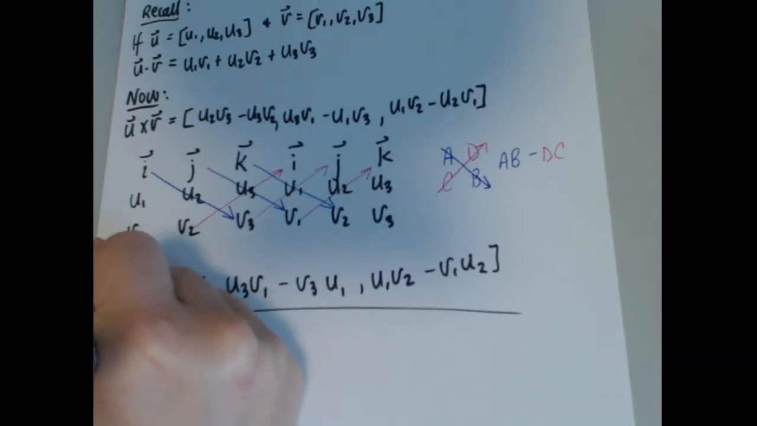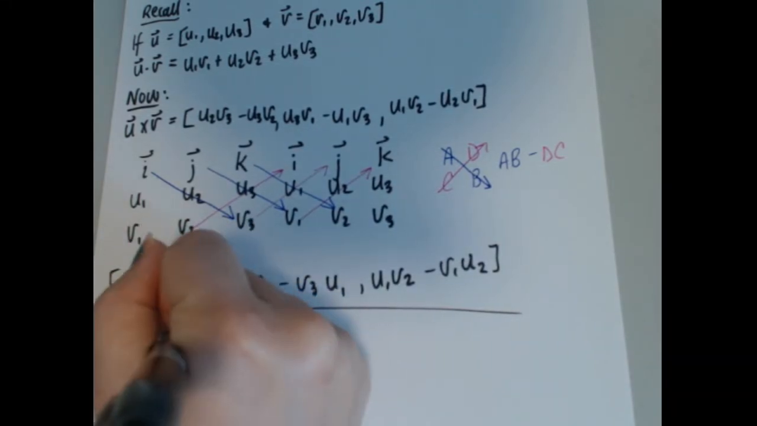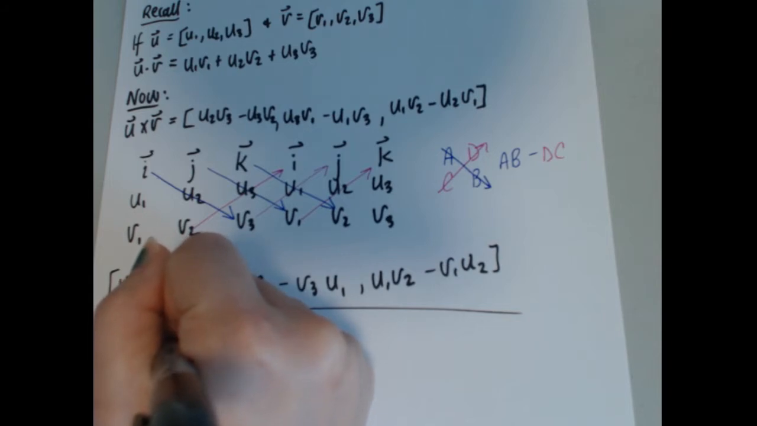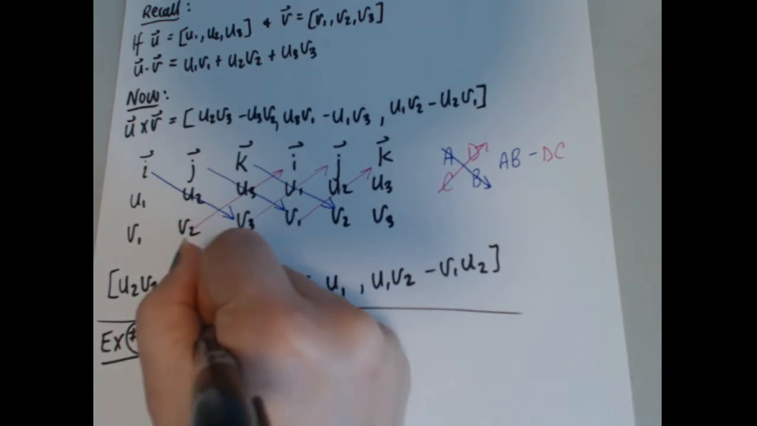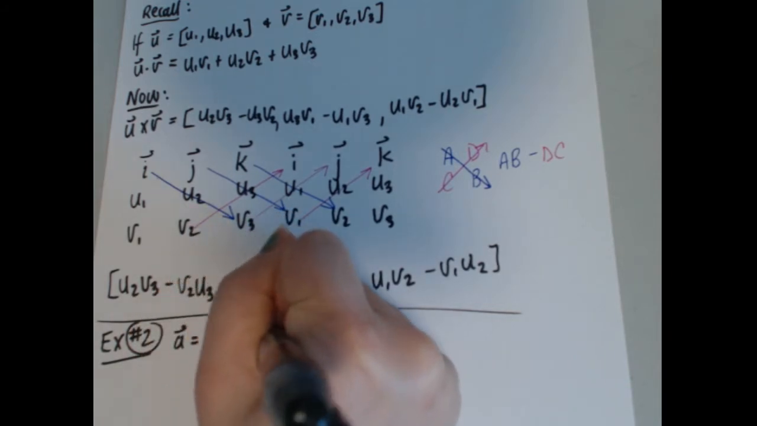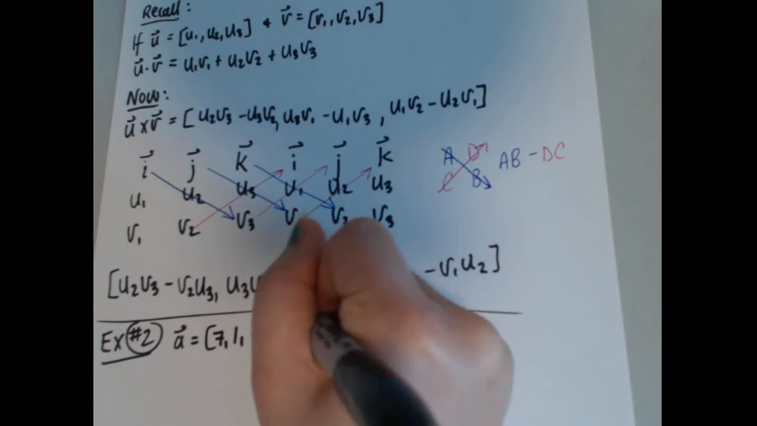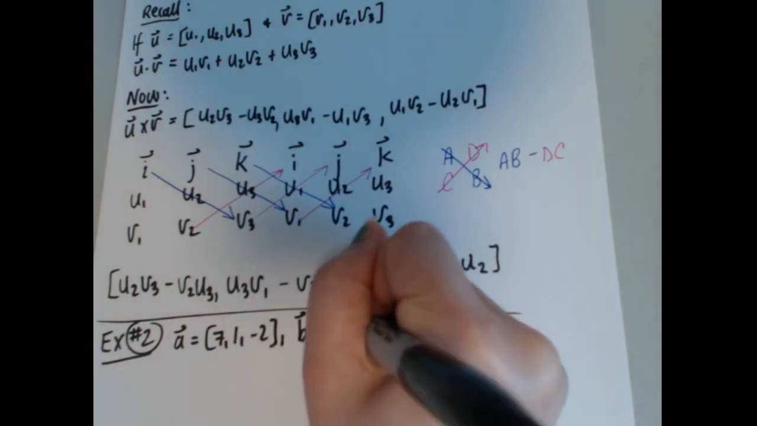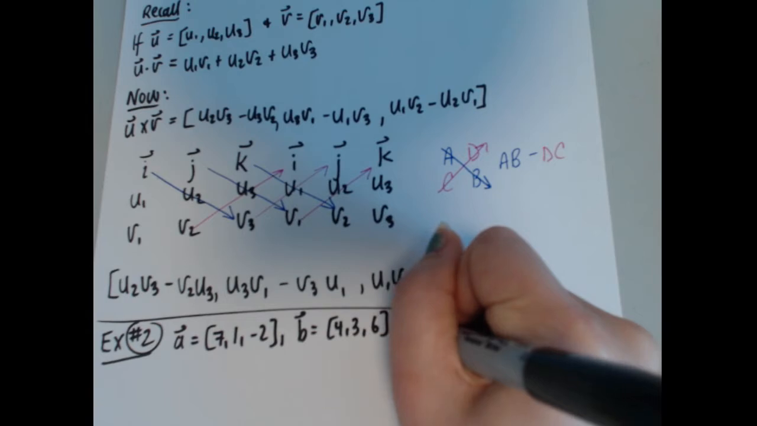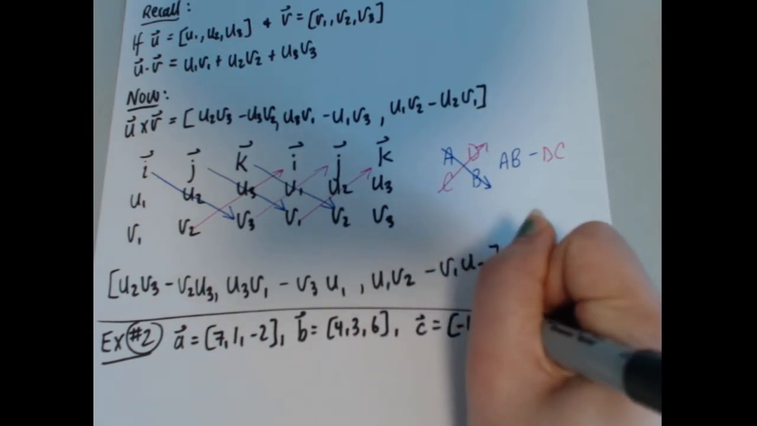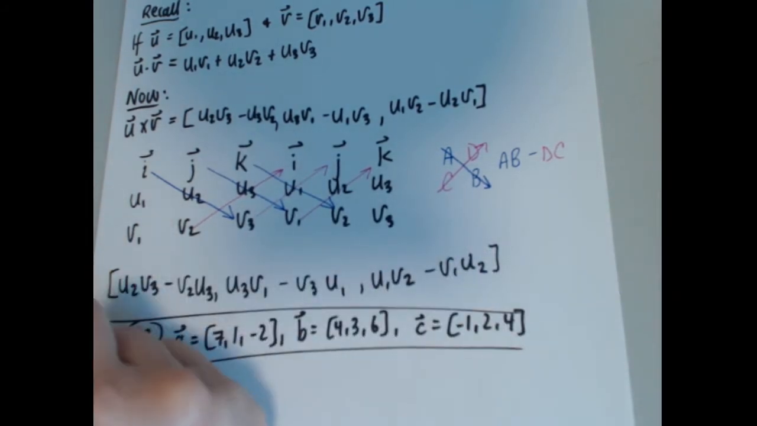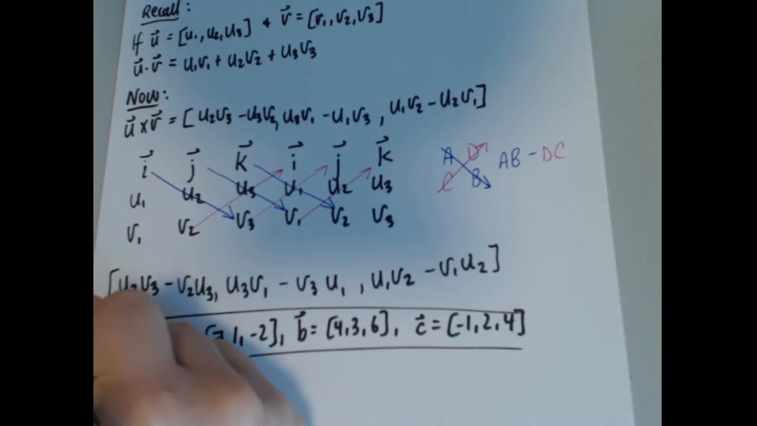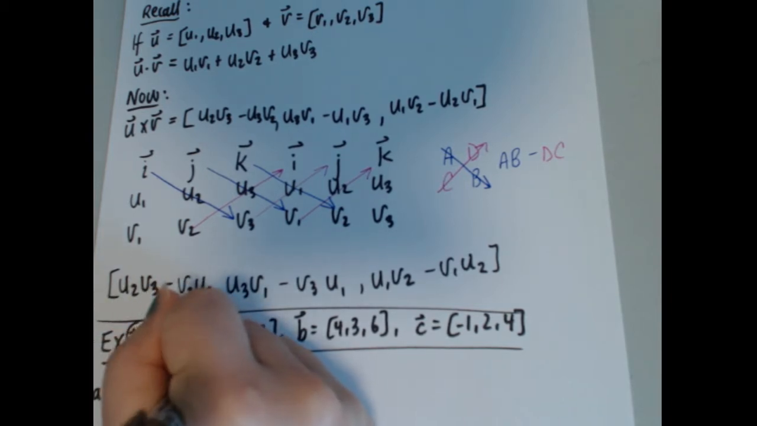So example 2. This example is going to be a bit long. We're going to do a lot of things with these 3 vectors, but here they are. Vector A is going to be the vector 7, 1, -2. Vector B will be the vector 4, 3, 6. And vector C will be -1, 2, and 4. Okay, so here we go. Part A, find A cross B.